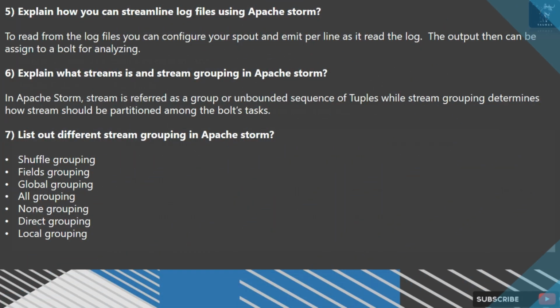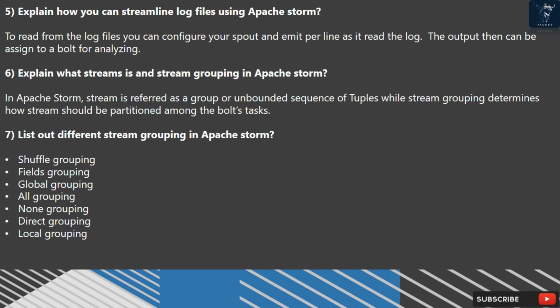5. Explain how you can streamline log files using Apache Storm. To read from the log files, you can configure your spout and emit per line as it reads the log. The output can then be assigned to a bolt for analyzing.